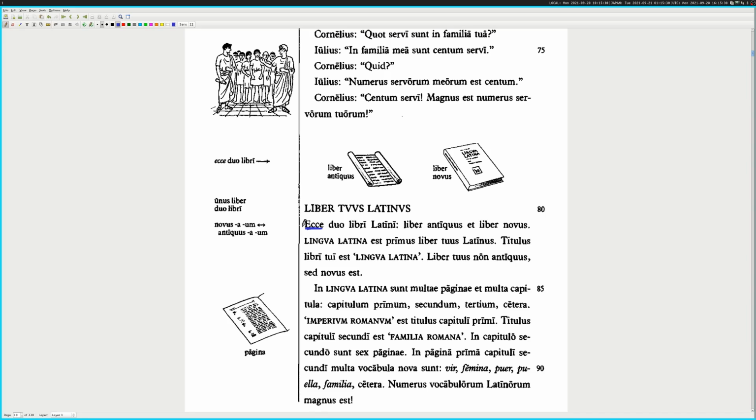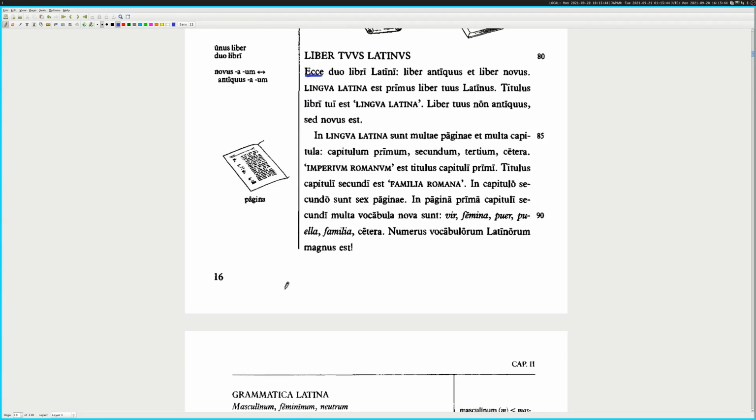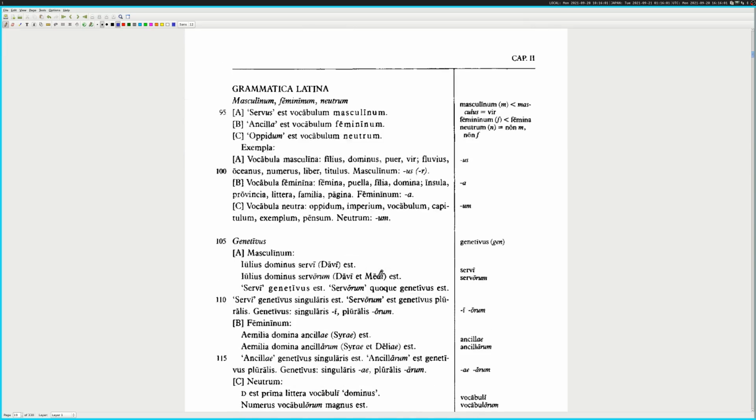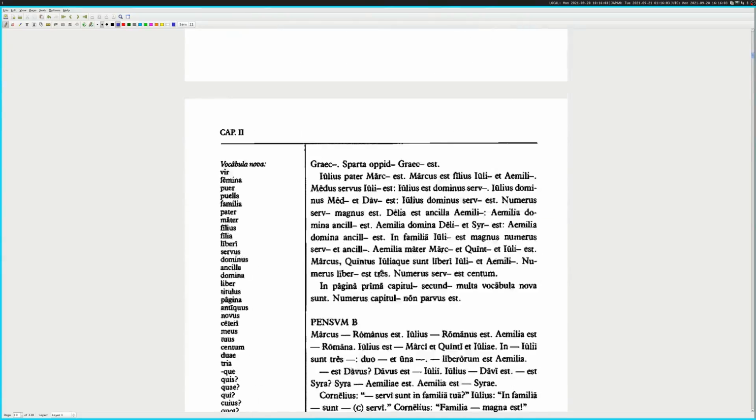In chapter 2 there are 6 pages. In page 1 of chapter 2 there are many new vocabulary words. Vir, man, woman, boy, girl, family, etc. Numerus vocabulorum Latinorum magnus est. Okay. Numerous Latin words, the number of Latin words is large. Okay. I'm not going to do these grammar tests. Not going to do that.